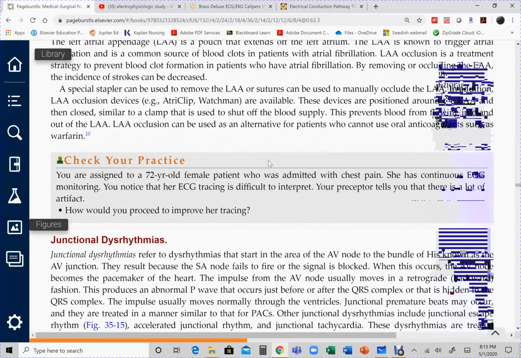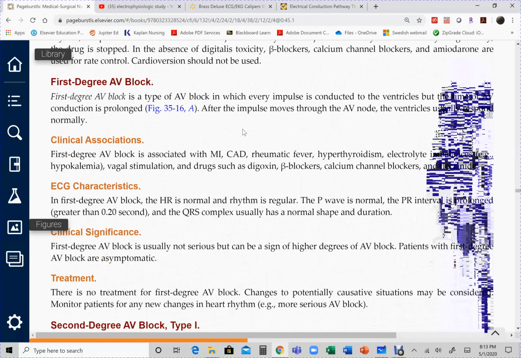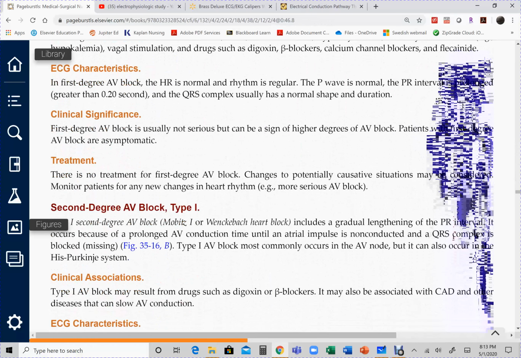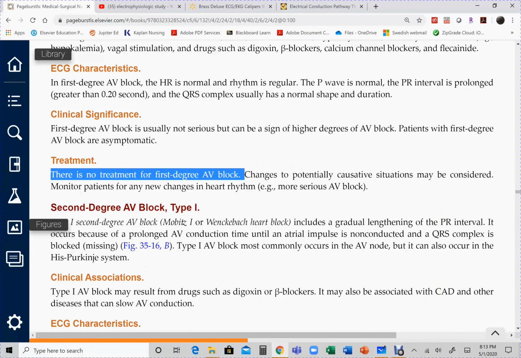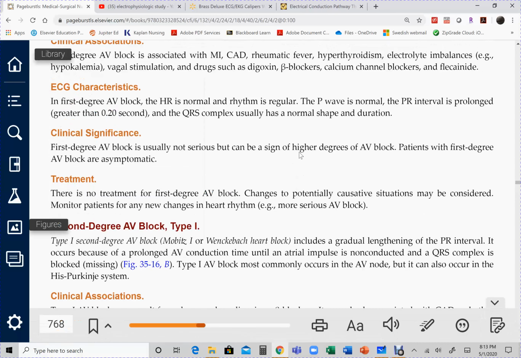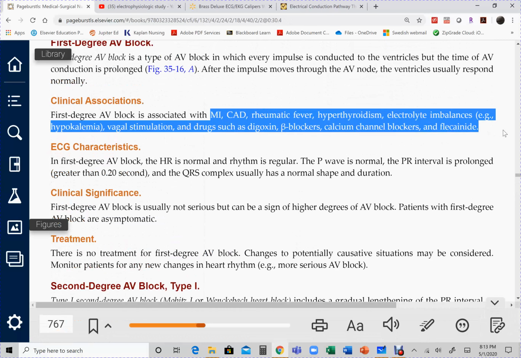So those are the only dysrhythmias you'll be tested on. So first degree, stated here, treatment: no treatment. Just monitor the patient, vital signs. As long as they have no symptoms, they're fine. Try to eliminate the cause. So these are the causes: MI, or these drugs here.